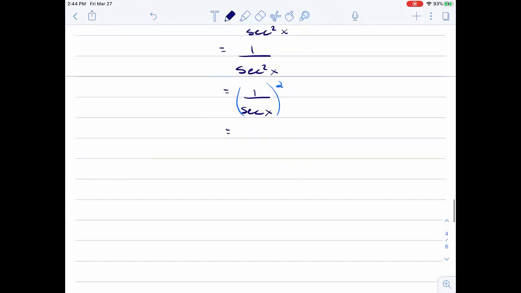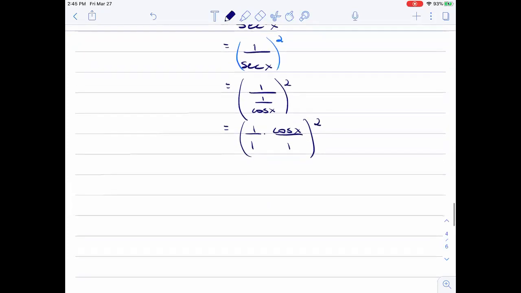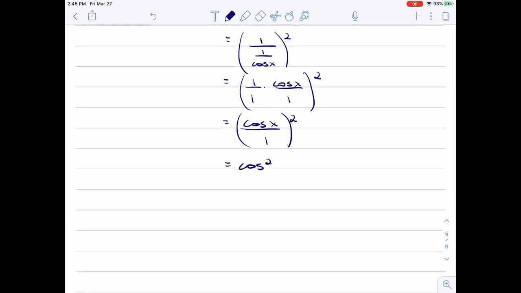It's going to put me at a fraction over a fraction, 1 over cosine of x, all squared. And okay, again, I've got a fraction over a fraction. So I've got 1 over 1 times cos x over 1. Remember, it's still all squared, which puts me at cos x over 1 all squared. But I can just rewrite that as cos squared x.